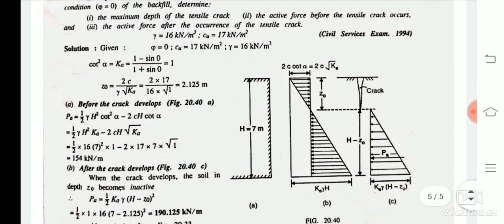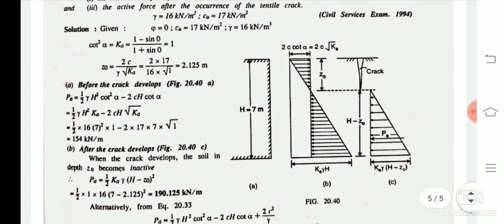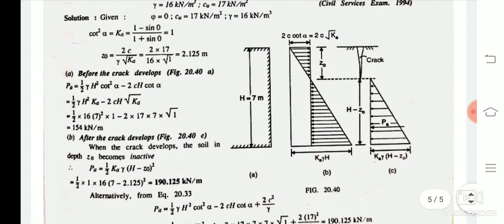Here the value of gamma is given as 16 kilonewton per meter cube. The value of the undrained cohesion is given as 17 kilonewton per meter square. So these are the values we have. First of all, let us find out the coefficient of active earth pressure. As the value of phi is 0, the value of Ka will be equal to 1. Hence the depth of the tension crack is given as 2c by gamma into root over Ka, that is 2 into 17 by 16, which is 2.125 meter.